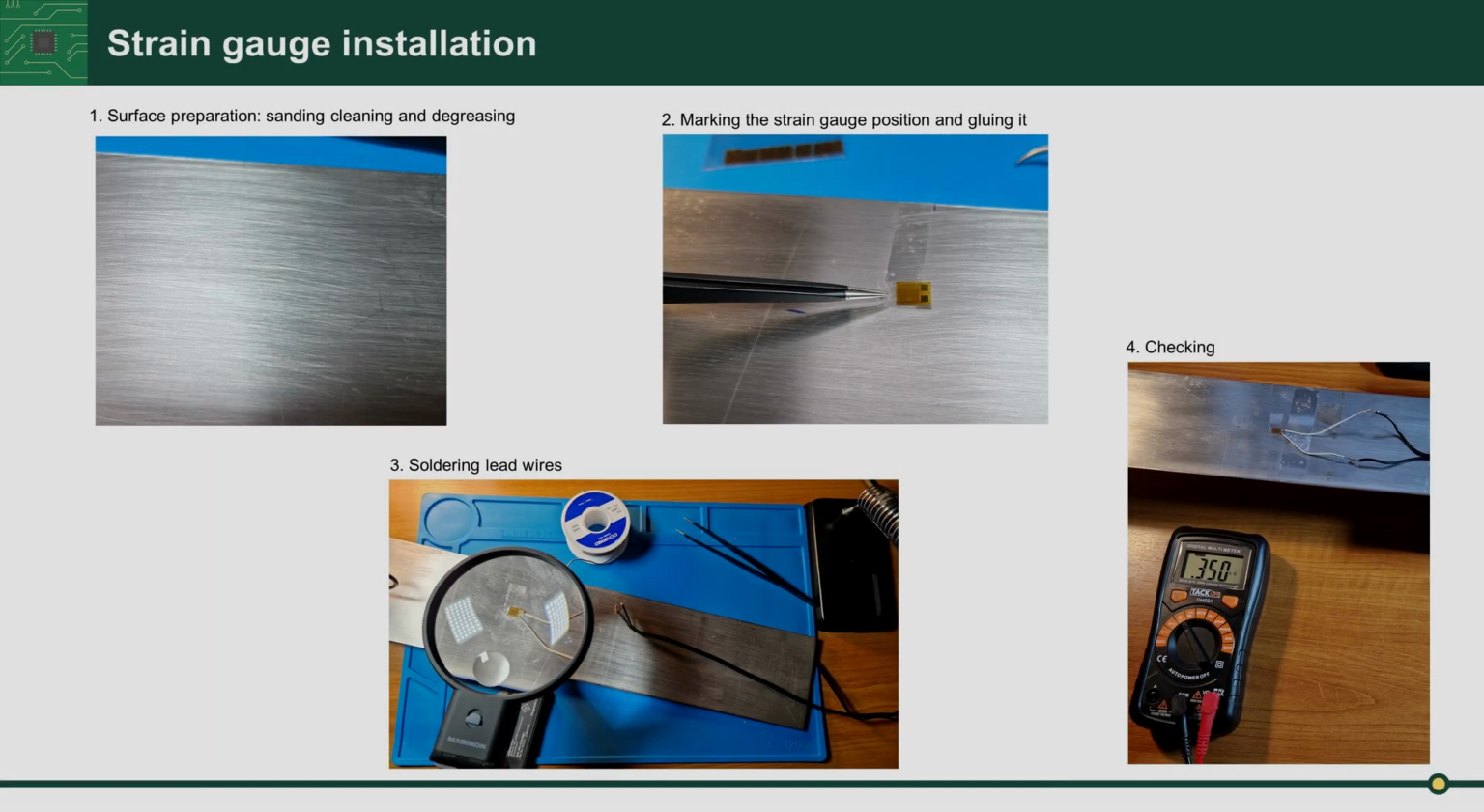But first, the installation of the strain gauge. In step 1, preparation of surface: sanding, cleaning and degreasing. After this, marking the exact position of the strain gauge and gluing it. In step 3, soldering the lead wires and finally checking the installation with resistance measurement.